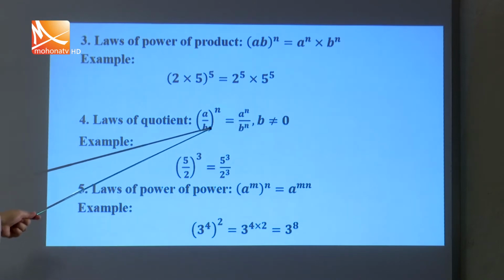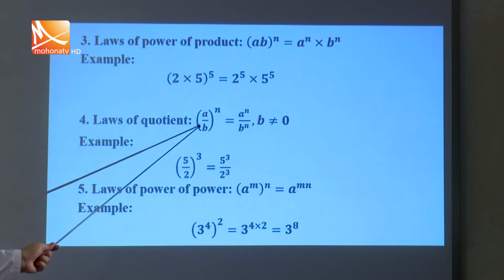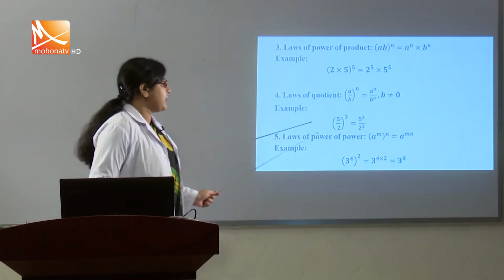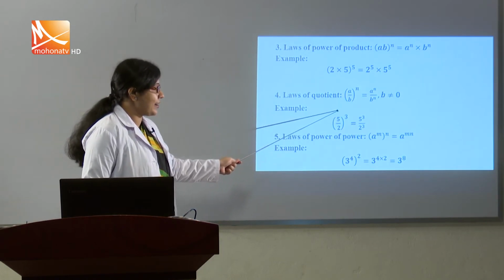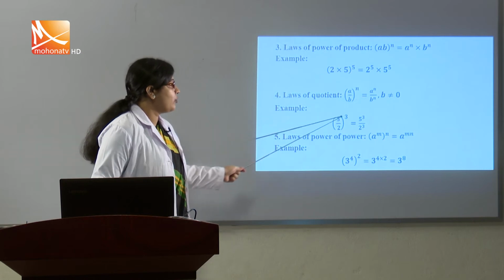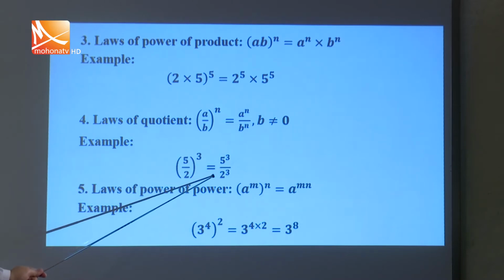If we put b equal to 0 here, it will be undefined. That is why you have to avoid putting 0 in our denominator. Let us see an example. Here we have (5/2)^3, and according to this formula, we have to distribute this power 3 over our denominator and our numerator, that is 5^3 divided by 2^3.